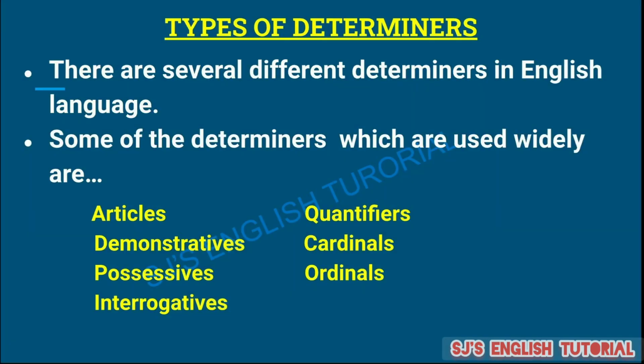There are several different determiners in the English language. Some of the determiners which are used widely are articles, demonstratives, possessives, interrogatives, quantifiers, cardinals, and ordinals. Let's see the details.